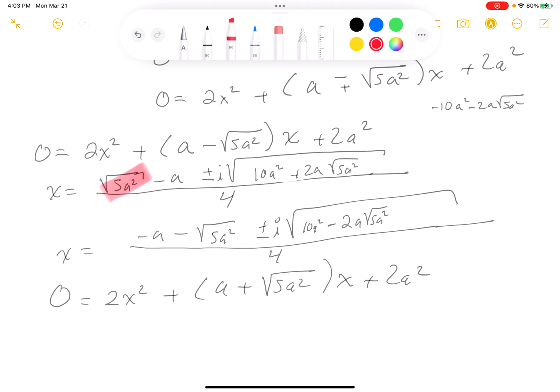I'm going to agree with this. Minus a, yeah, I'm agreeing with that. Plus or minus i. Let's see, 10a squared, 2. Yep, got this one over 4. Minus a. Yep, I got that. Again, I know they did a little simplification. I don't want to go there, though. And I got 10 minus 2. Yeah, it looks great. Everything is fine.